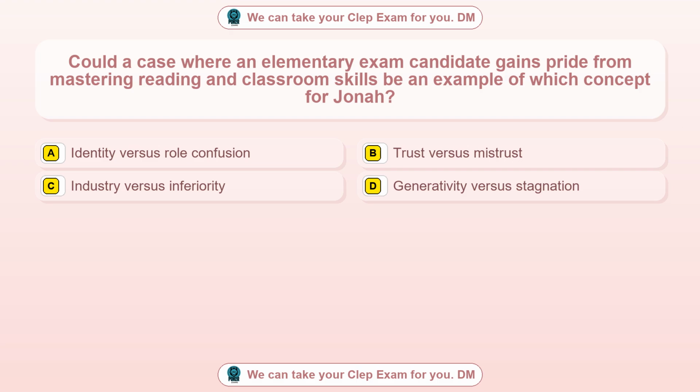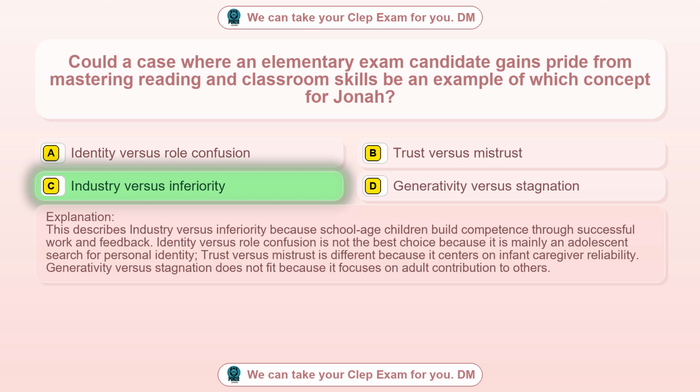Question 19. Could a case where an elementary exam candidate gains pride from mastering reading and classroom skills be an example of which concept for Jonah? Option A, identity versus role confusion. Option B, trust versus mistrust. Option C, industry versus inferiority. Option D, generativity versus stagnation. The correct answer is option C, industry versus inferiority.